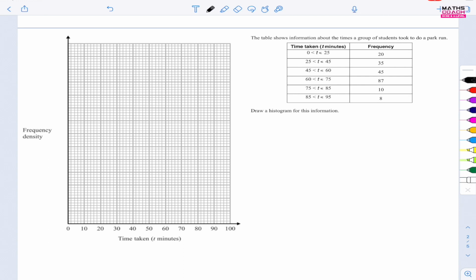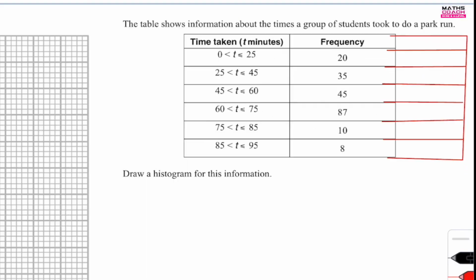Okay, so once again, what we're going to do here is extend our table. Let's add in class width right there. So what's the class width on this one? The class width is 25. So the difference between 0 to 25 is 25. Next, what's the class width here? You can see 25 to 45 is 20. So the class width will be 20.